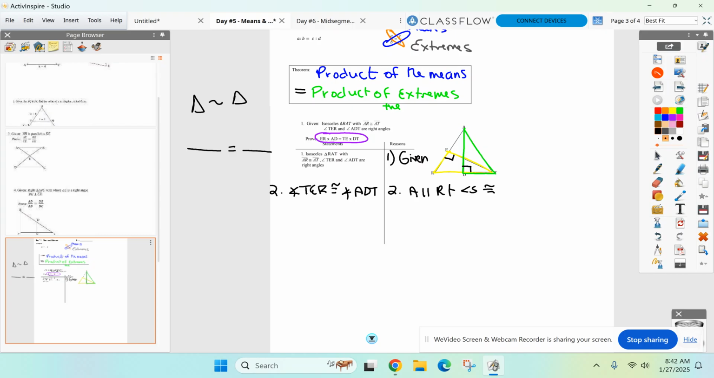Where's the other pair of congruent angles? Use your givens. There's one given we haven't talked about. We already used the right angles. The first given we did not, though. So where's the other pair of congruent angles?